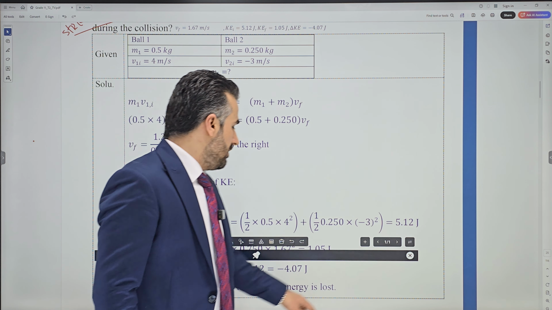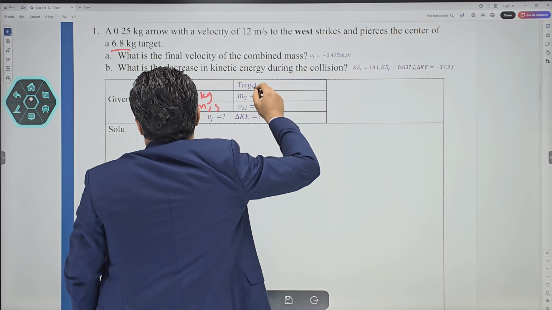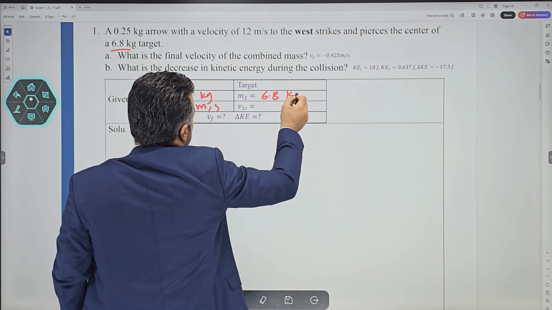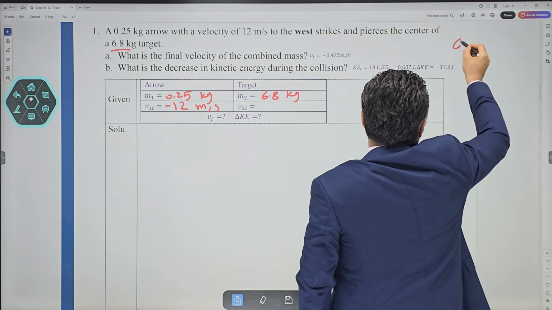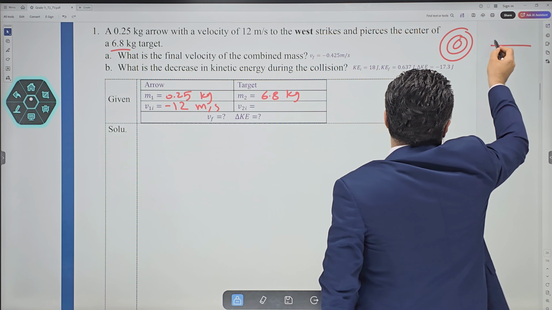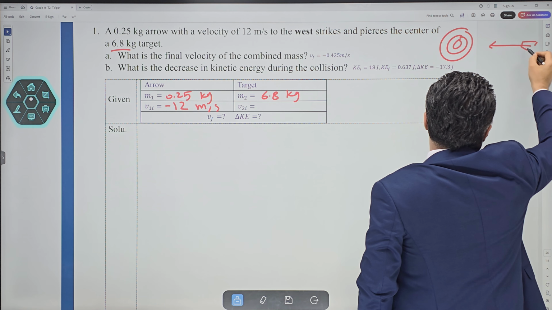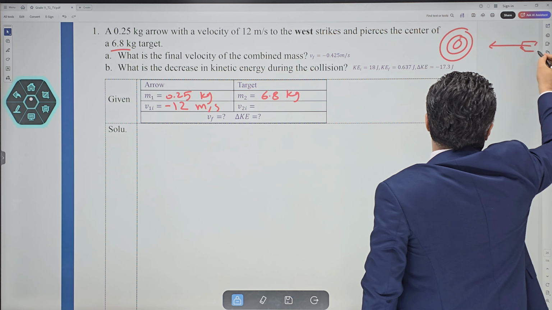It says a 0.25 kilogram arrow, and I need you to focus on this one. So we have a 0.25 kilogram arrow with a velocity of 12 to the west, because the west is negative, meters per second. It says it strikes and pierces the center of a 6.8 kilogram target. So I need you to know one thing here. Let's say this is the target, and this is the arrow that is going left. The arrow is going left.